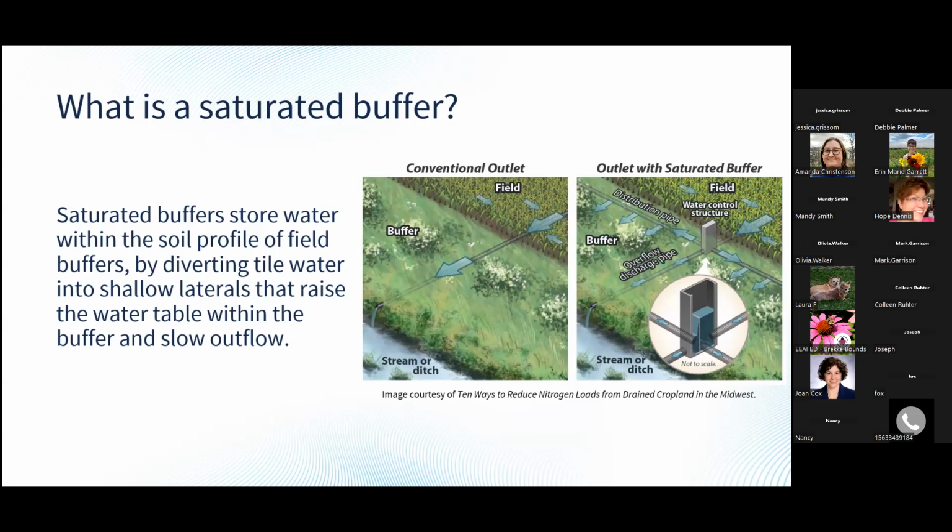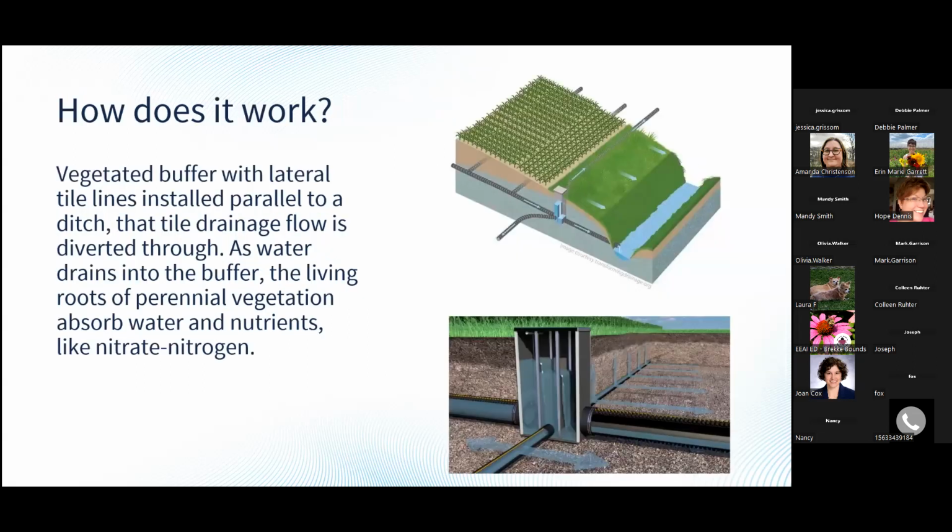So in a conventional outlet, the water goes from the field underneath the vegetated buffer through that tile drain, draining directly to a stream or ditch. So how exactly do these practices differ from the conventional outlet? A saturated buffer is a vegetated buffer with a lateral tile line installed parallel to a ditch that tile drain flow is diverted through a water control structure.